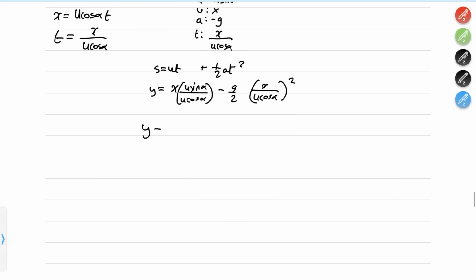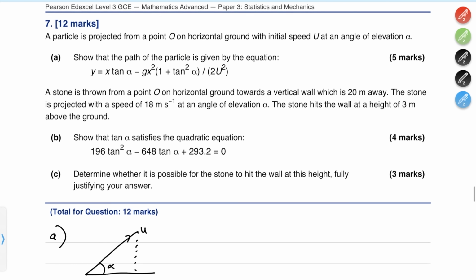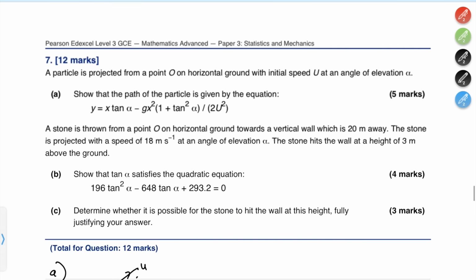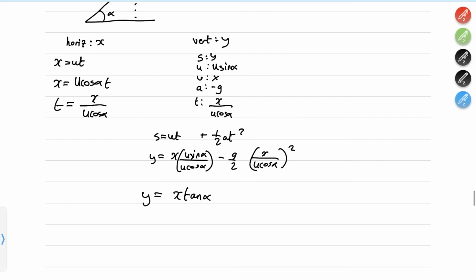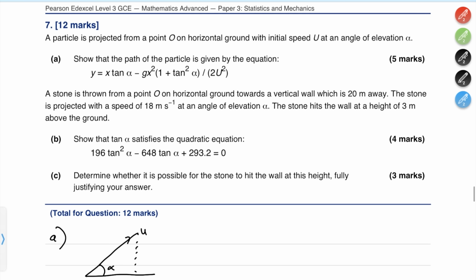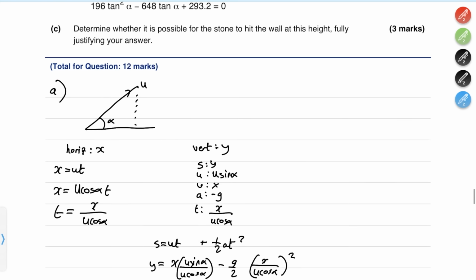So y is equal to x tan alpha, and it should be minus gx squared. So let's take the x squared out, and I'm going to put the 2u squared in. So minus gx squared multiplied by 1 over 2u squared, 1 over cos squared alpha. Because I can see here I've got gx squared and I've got a 2u squared here. Sorry, the formatting is not too great there.